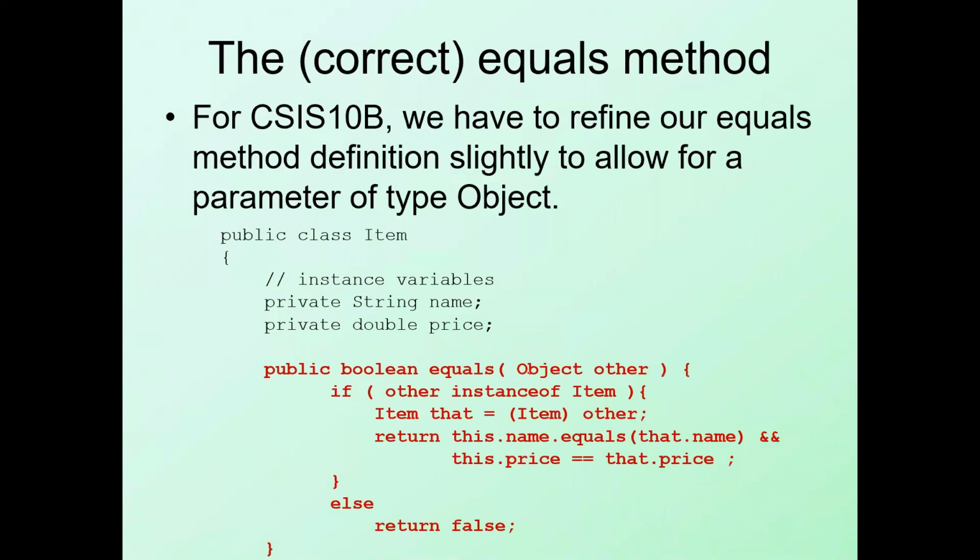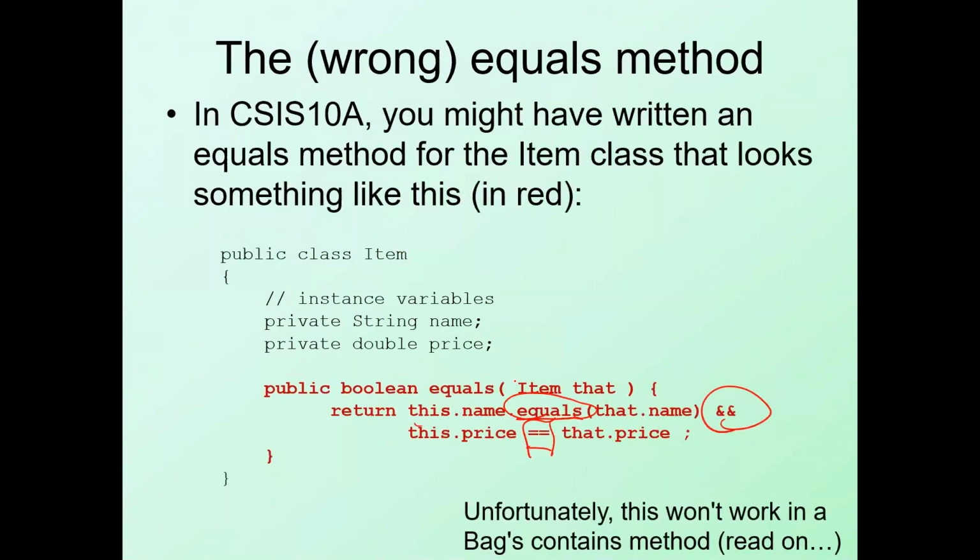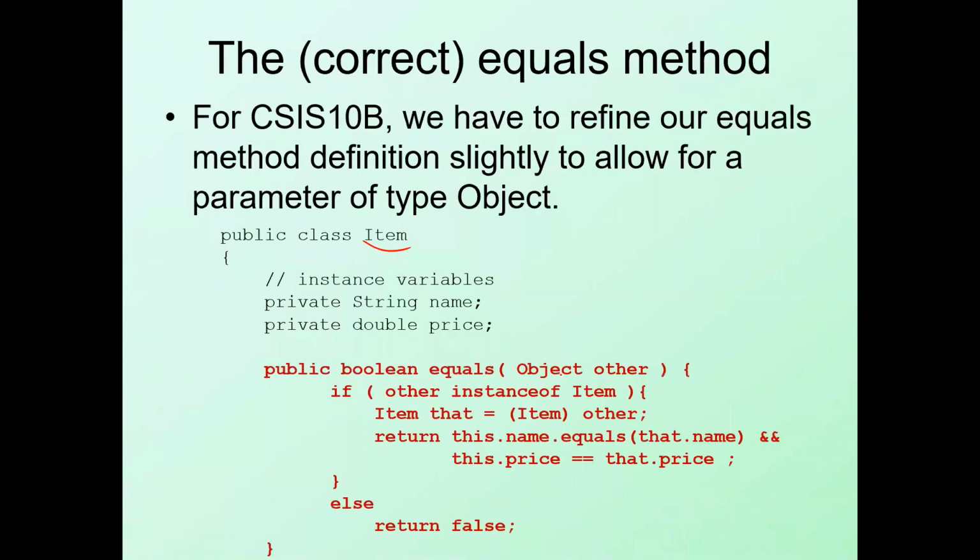So here's what it's supposed to look like for the item class. Instead of receiving a variable of type Item, which is what the parameter is in the naive definition, you actually have to use the word Object, which is the granddaddy class of all objects in Java, that all objects implicitly inherit from, whether you actually say it or not. So this is a more general form of the equals method that will work in all circumstances.